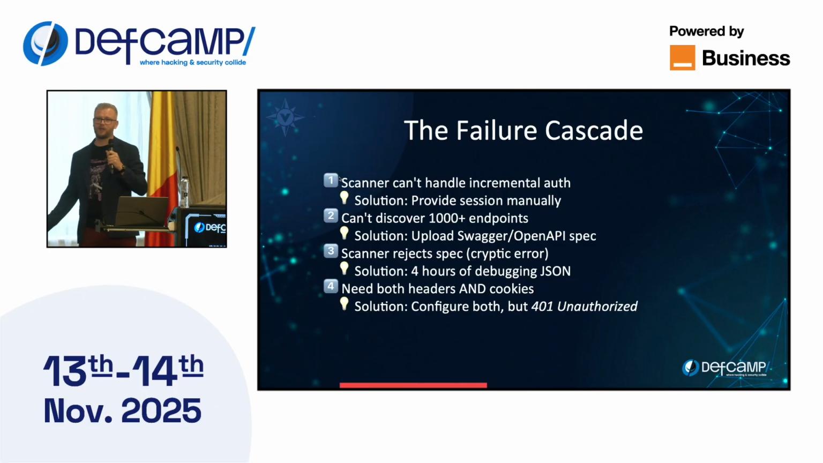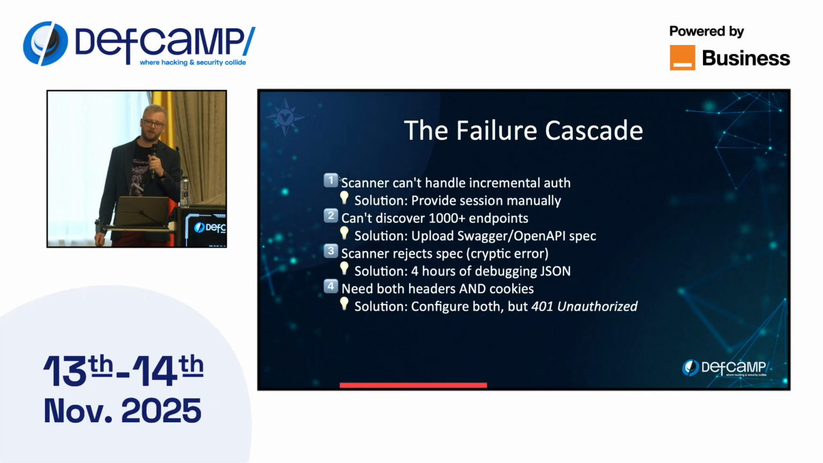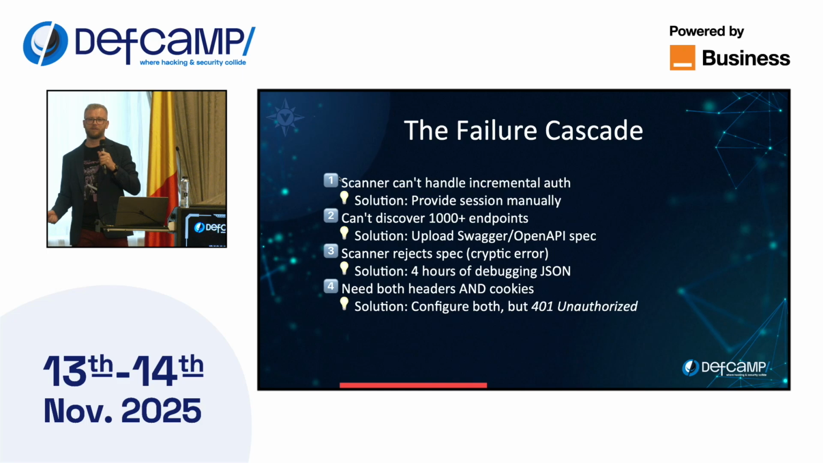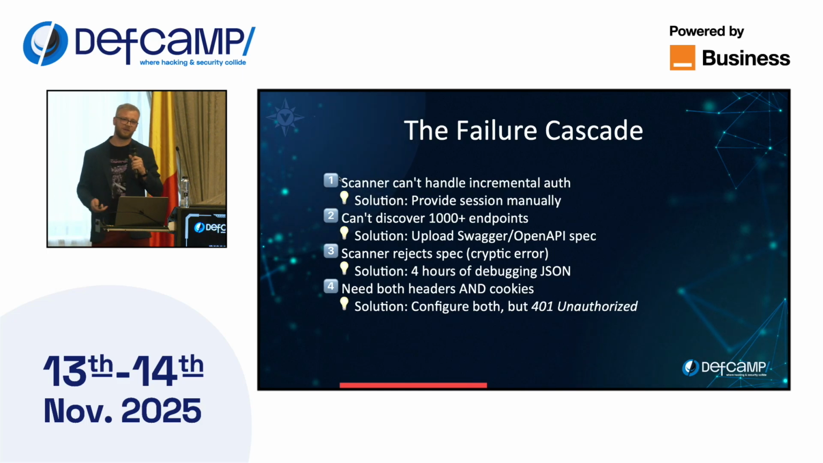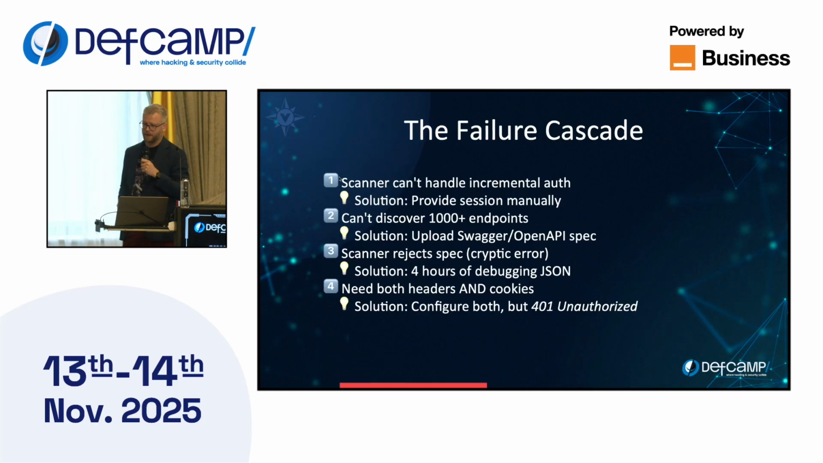The second problem that we had: it couldn't discover more than 1,000 endpoints. It just couldn't. We started looking at the crawling, nothing happened, the authentication wasn't working, we couldn't figure it out from the beginning because we didn't have access to the logs, and the enterprise-grade tool didn't provide us information either.